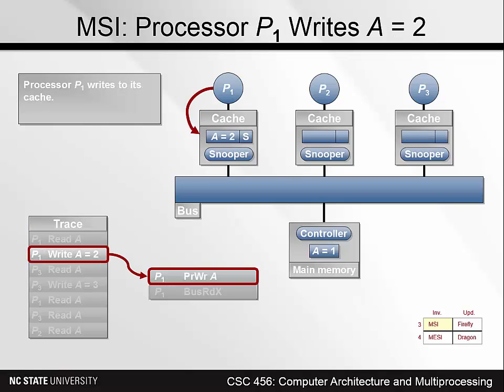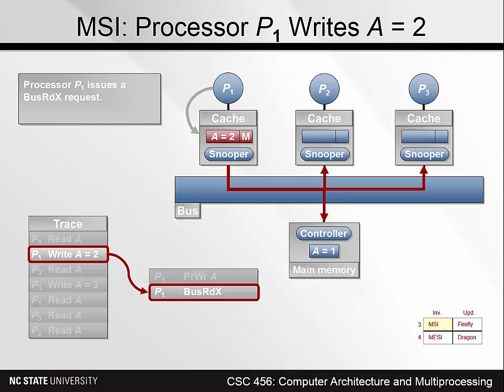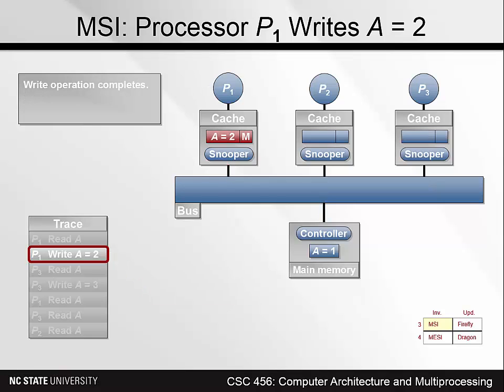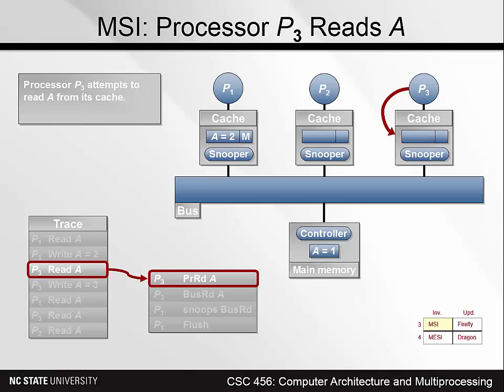Next, P1 changes the value of A to 2. From P1's perspective, this is a processor write. Since A is in the cache, the write is directed to the cache. But since the line was in state S, it had to change to state M. Thus, a bus read X transaction is required for P1 to get exclusive access to A. When the bus transaction finishes, the write operation completes.